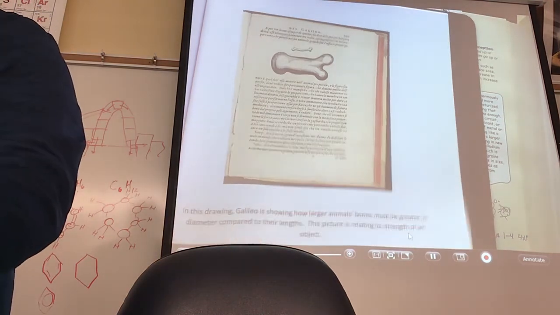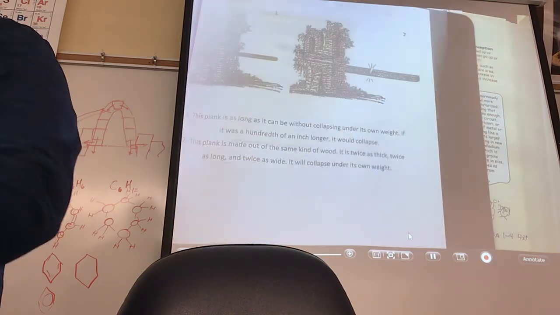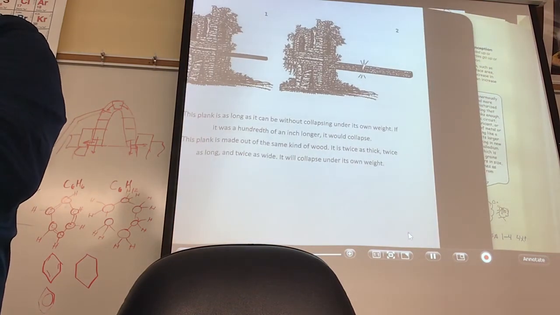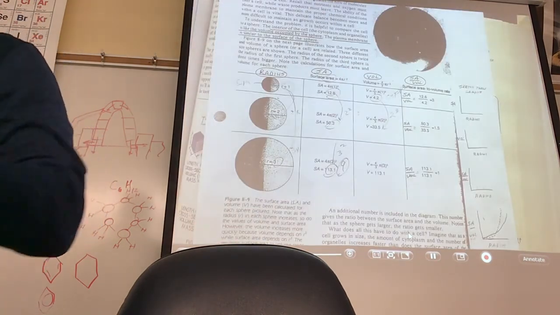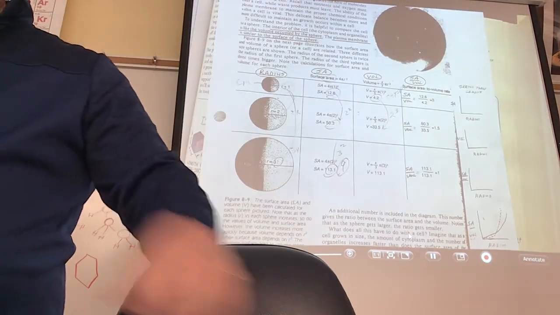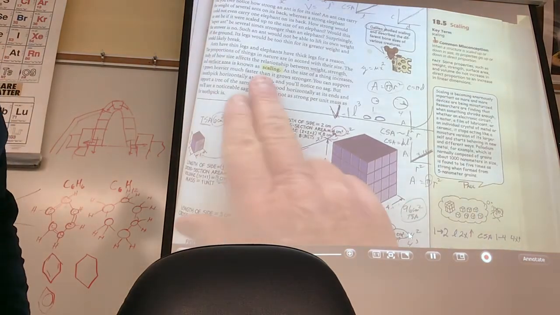And so he did talk about cantilevers. He talked about bones. He talked about stresses and things like that. He talked about what happens if you try to do that. And that's a long time ago, the 1600s, right? And the word they use today is called scaling.